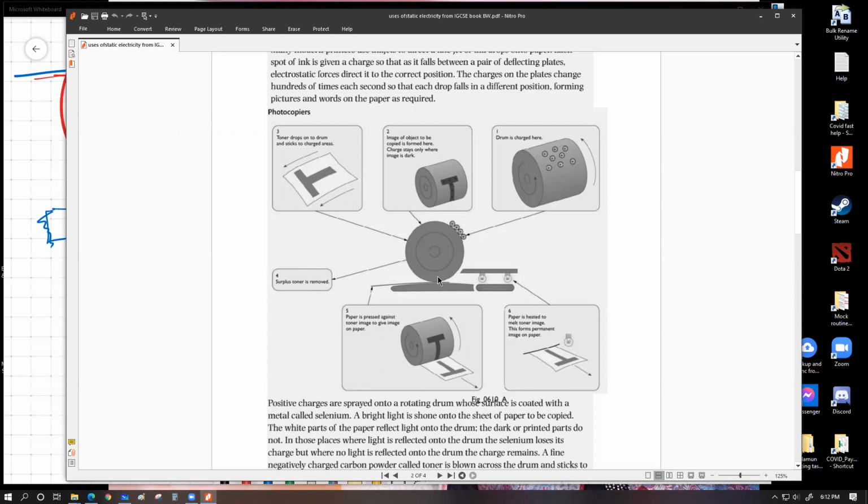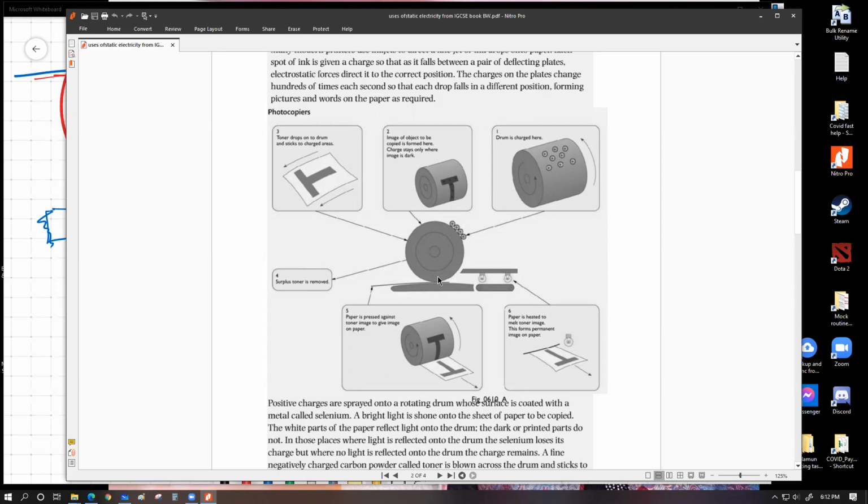Selenium works in such a way that if charge is produced in a location, it pretty much stays there, much like non-metallic substances. At the same time, it has an additional capability that it can produce electrons whenever light shines upon it. So if light doesn't shine upon it, it will not produce electrons. If light does shine upon it, it will produce electrons.